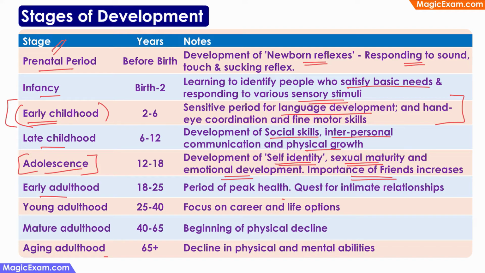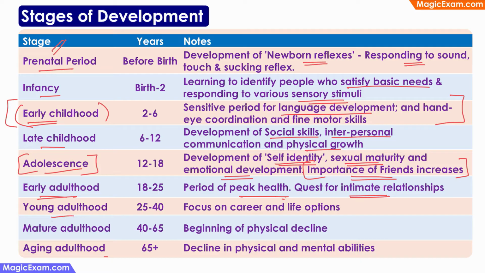And then comes early adulthood. At this stage, the person is at peak health, and there is a quest for intimate relationships. In the previous stage, there is importance of friends. So the person is probably looking at having as many friends as possible and being popular with all his or her friends. Whereas in early adulthood, there is a quest for intimate relationships. It might be of sexual nature, it might be of romantic nature.